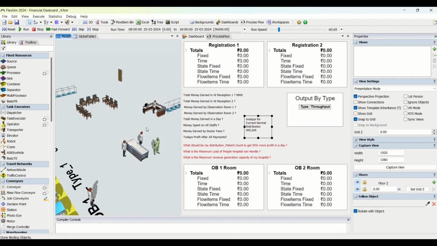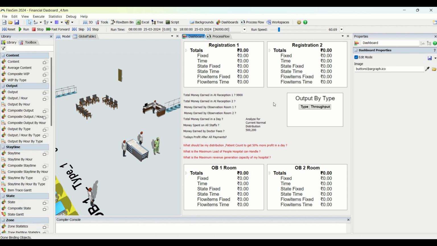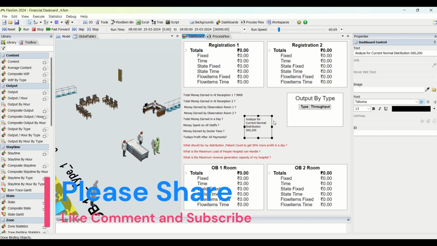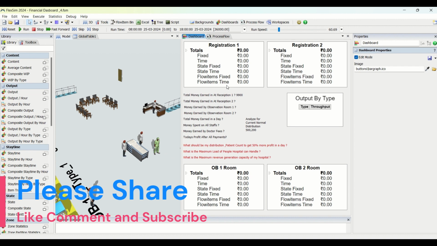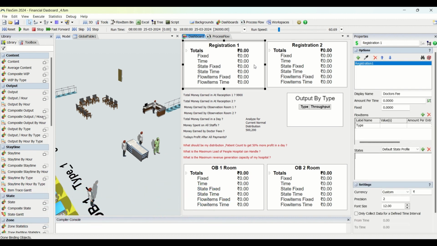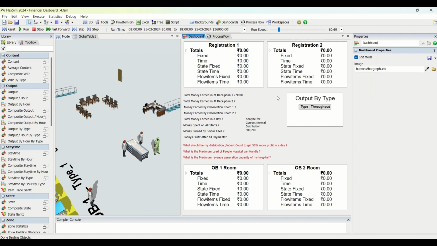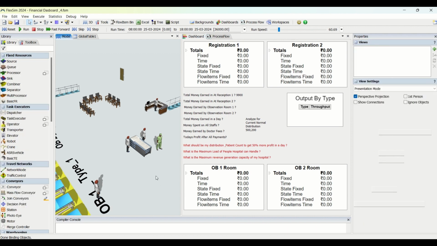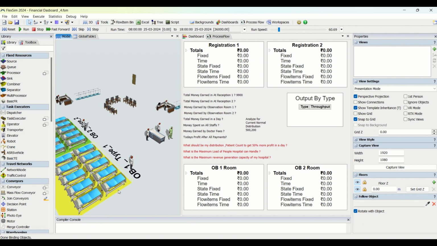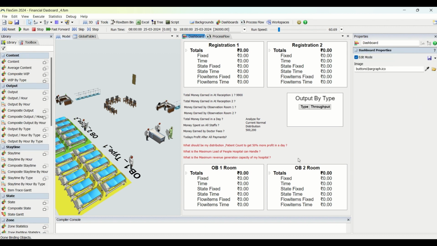So what we are going to find out in today's video is, if I am going to have this as a distribution, what is my total earning going to be from my registration 1 and registration 2. So let us just run the simulation model and find out what it is going to be, and in our video 2 we will understand how much revenue my observation 1 room is creating and how much revenue my observation 2 room is creating.